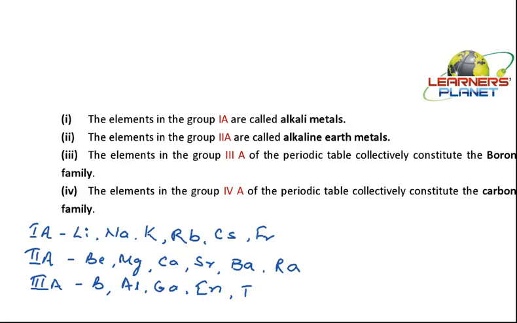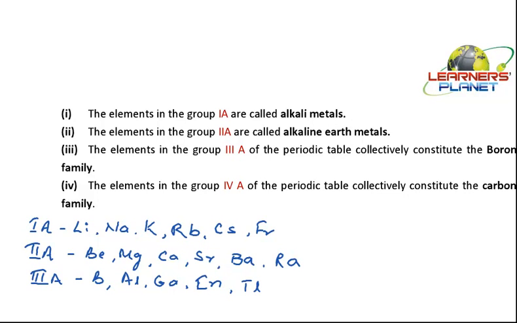So these are called as what? Boron family. Then we have got group 4A. Now what are these group 4A elements? These are carbon, silicon, germanium, tin and lead. Now what are these elements called? These are called as carbon family.